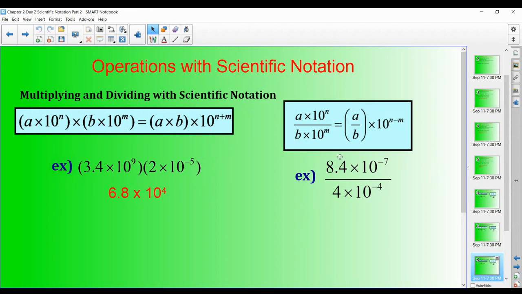Same thing with division. I can do 8.4 divided by 4 and get 2.1. And then I could do 10 to the negative seventh divided by 10 to the negative fourth. And I can subtract, to be careful of subtracting negative numbers. So negative 7 minus negative 4 is negative 3. So as you see, multiplication and division are slightly more straightforward, but that's how we do operations with scientific notation.